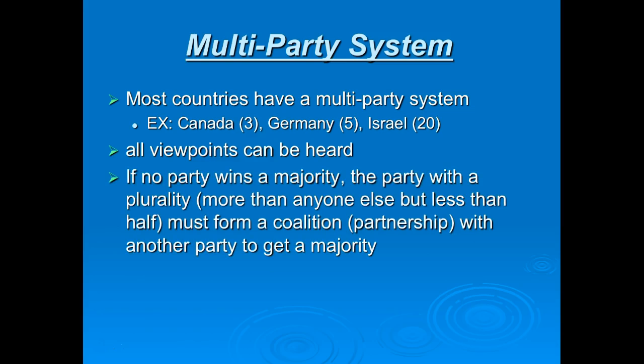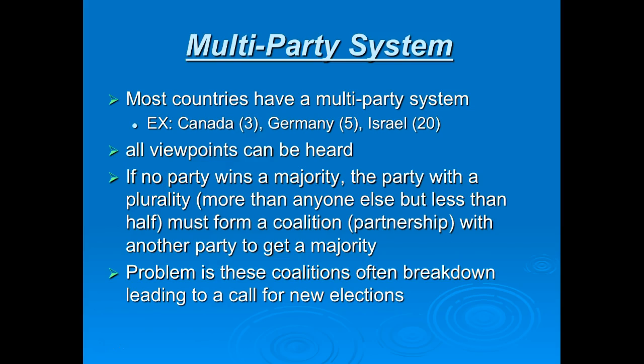So if no party wins a majority, the party with a plurality, so more than anyone else, but less than half, has to form a coalition with another party or parties in order to get a majority. So you have multiple parties, one party gets, say, 48% of the vote. Well, that's not enough. You have to have a majority. So they need to get to 51% in order to rule. So what they'll do is they will join and form a partnership with some other parties, get them to join their coalition, and they'll rule together. And in exchange, they'll say, okay, I'll work on your issues and we'll pass some of this legislation that's important to you if you'll join our coalition government.